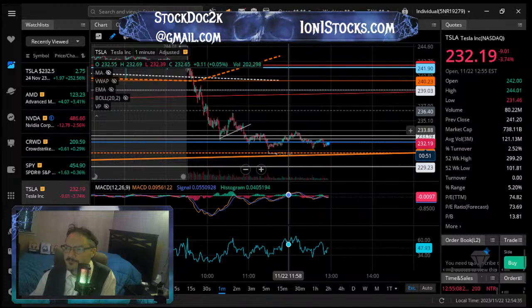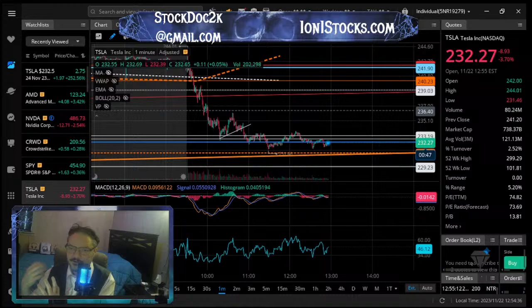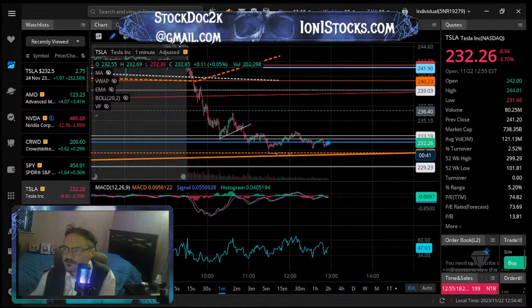So on the max pain level, this is an area where you're going to see an attraction and also support and resistance. So now that we've reached this max pain level, let's just examine what happened previously, right?